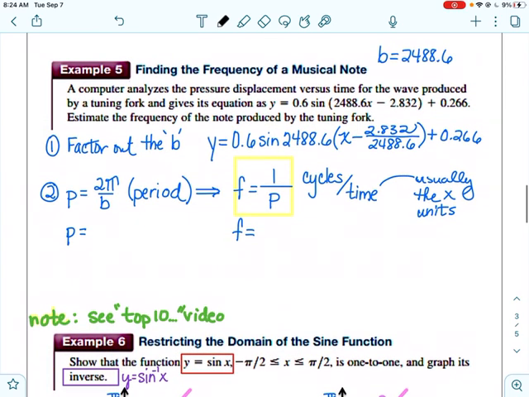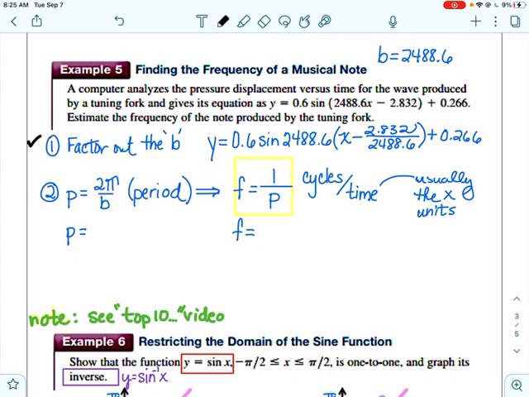Example 5 is where we left off, and it has to do with frequency of a musical note. I did put a little link in there for you to review if you're interested in the physics of the harmonic waves caused by the tuning fork. So this problem: a computer analyzes the pressure displacement versus time for a wave produced by a tuning fork and gives its equation as y equals 0.6 sine of the quantity 2488.6 x minus 2.832, plus 0.266. Estimate the frequency of the note produced by the tuning fork.